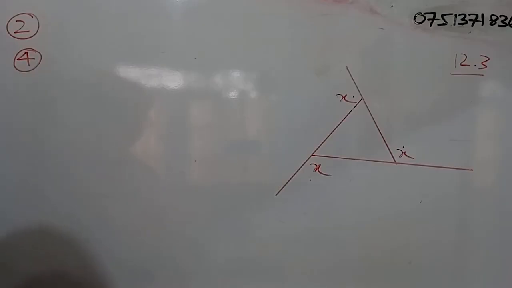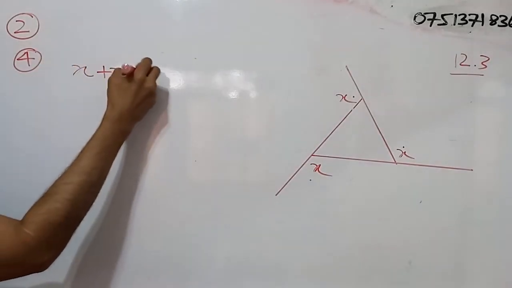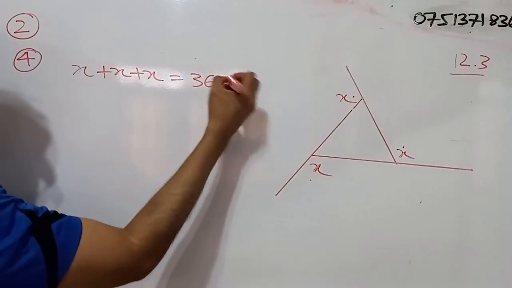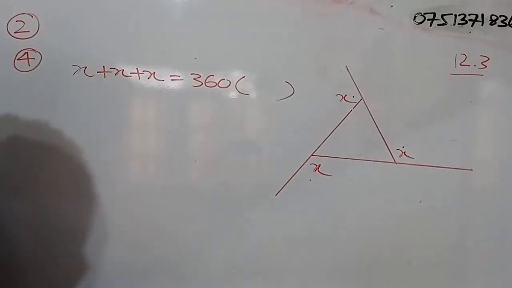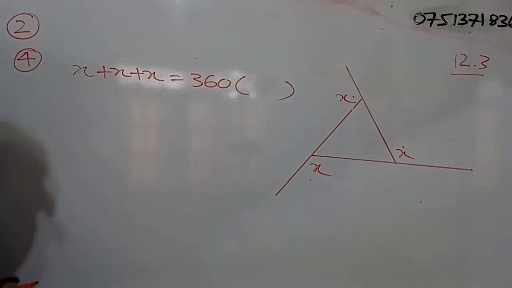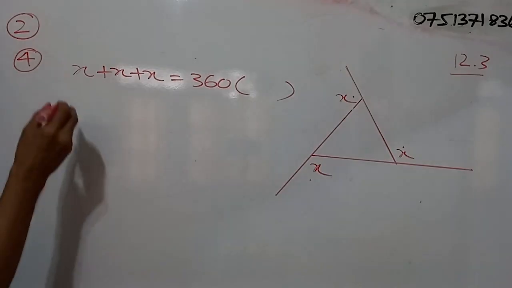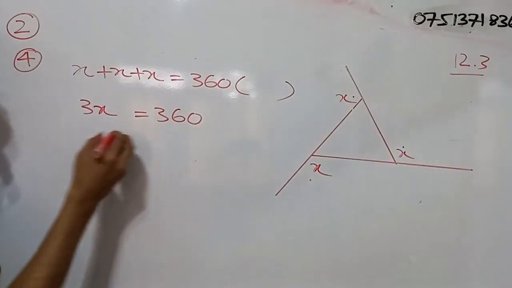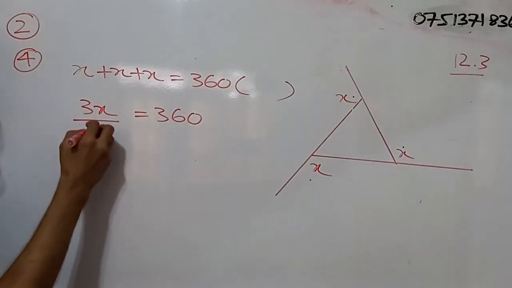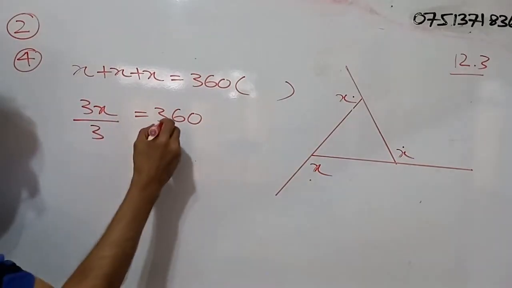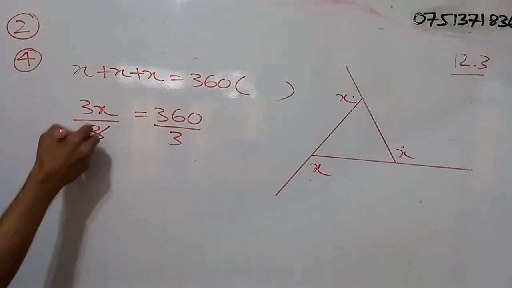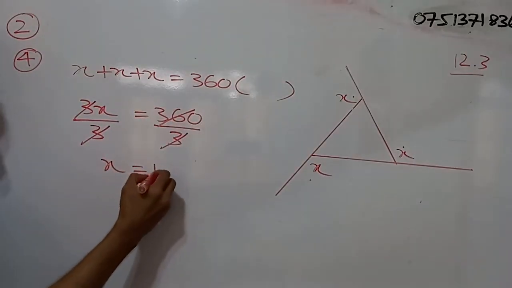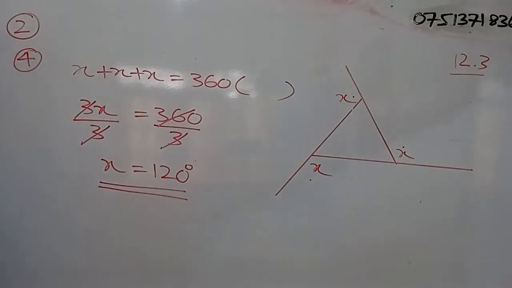Exercise 12.3, question number 2, part 4. So here also we have a diagram where all the external angles of the given triangle have been marked. So we can write x plus x plus x, that is equal to 360 degrees. What is the reason? Sum of external angles of a triangle, that is equal to 360. So these are like terms. So I can simplify them as 3x. 3x is equal to 360. So I have to find the value of x. So 3x I have to divide by 3. Do the same thing to the other side. Okay. So I will be getting what? 120. So the magnitude is 120.